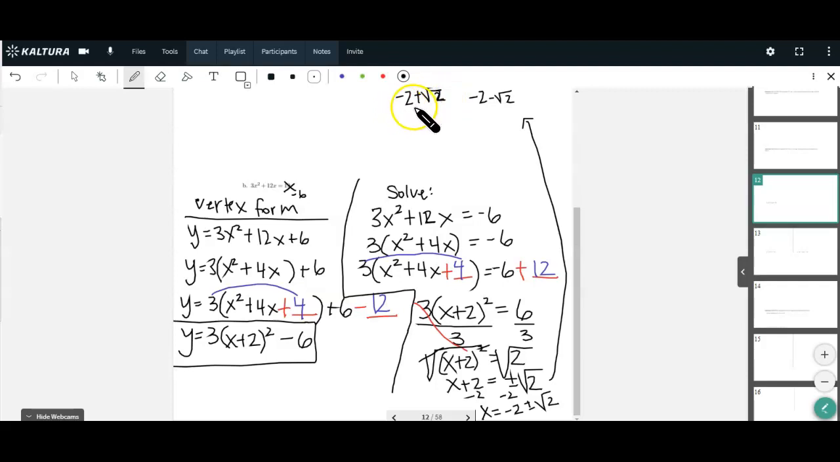All right, so if I do negative 2 plus the square root of 2, that should be negative 0.5857, blah, blah, blah, so 0.6, so negative 0.6. And then when I do negative 2 minus the square root of 2, I get negative 3.4. So that's how I get those two answers.